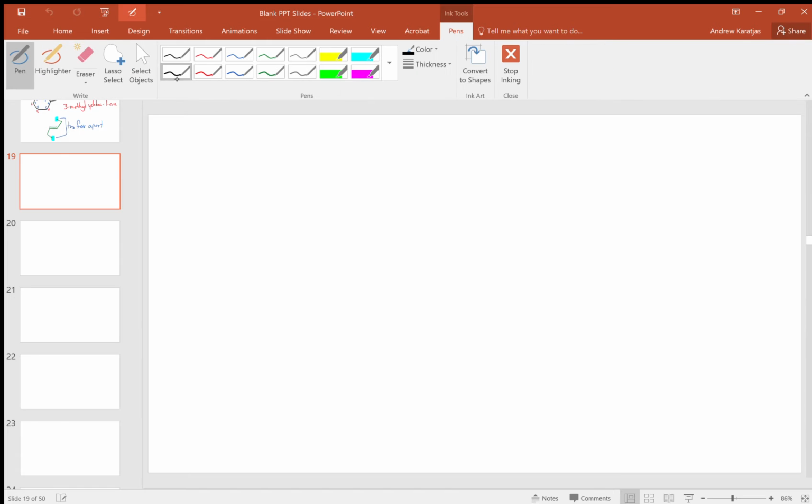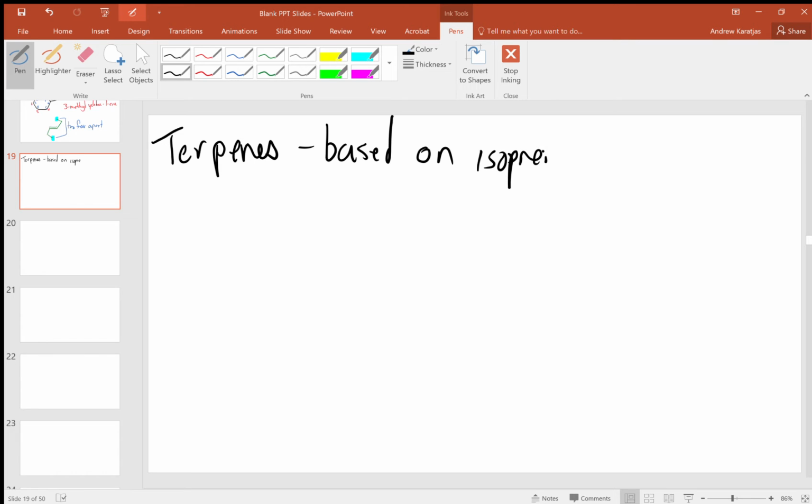But the first property of alkenes I'd like to talk about briefly is a class of molecules known as terpenes. Terpenes are based on isoprene. So isoprene is this 5-carbon diene that its structure is drawn here.